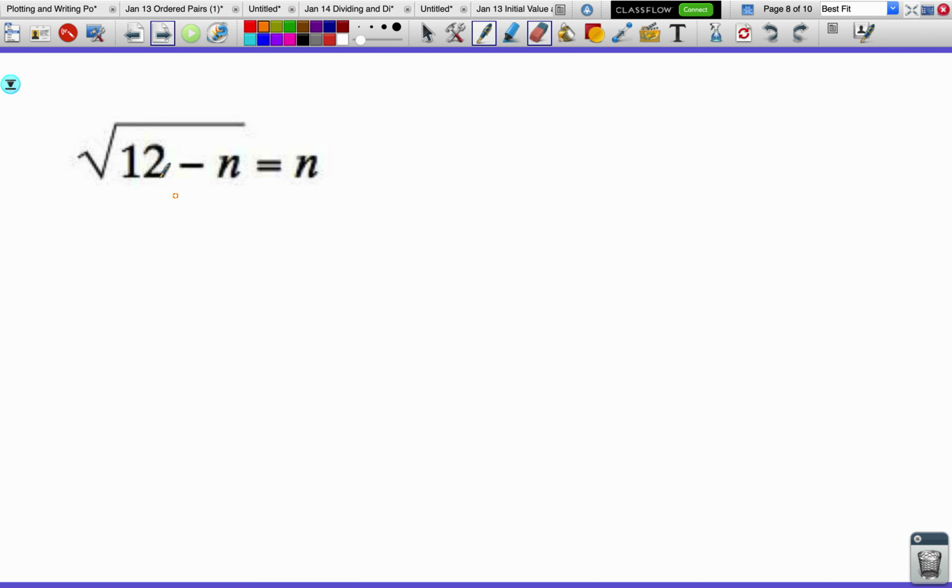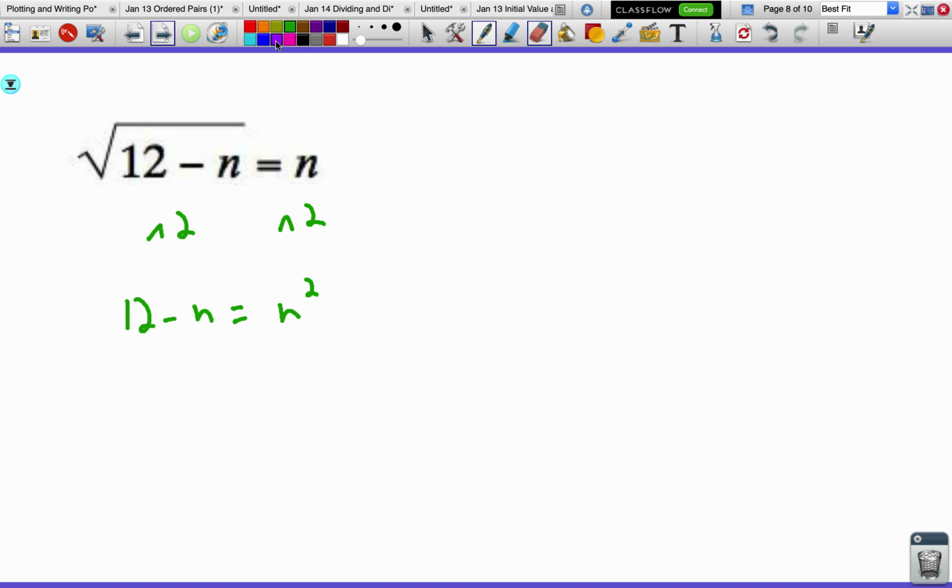All right. Now, radical equals a variable. This actually gets a little bit more tricky because this is where we start picking up quadratics, if you've got just a variable over on this side. The radical is already isolated, so I can square both sides. And I'll get 12 minus n equals n squared.